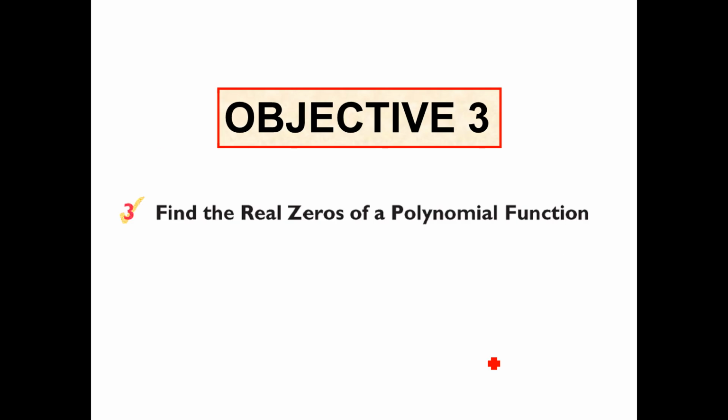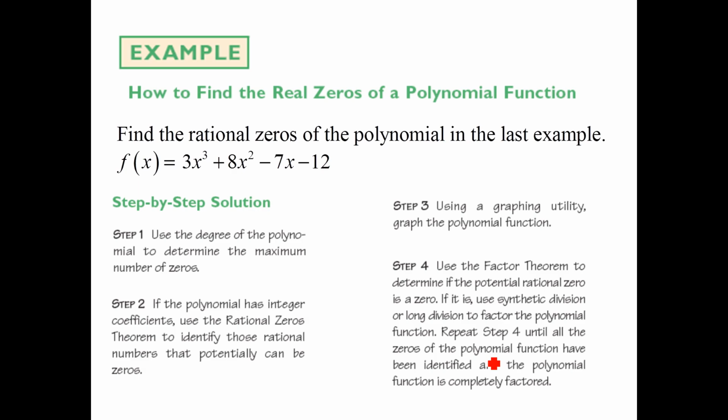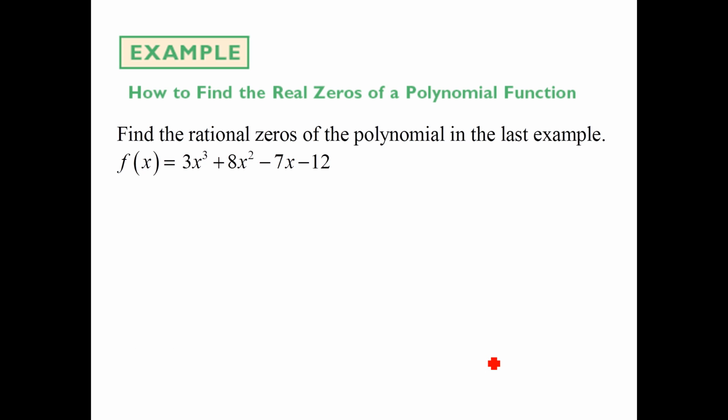Alright, third objective. Find the real zeros of a polynomial function. So, 4 steps here. We're going to go through all 4 of them. Step 1, use the degree of the polynomial to determine the maximum number of zeros. Alright, so we've got x to the third, so 3 possible zeros. 3 places where we might cross the x-axis.